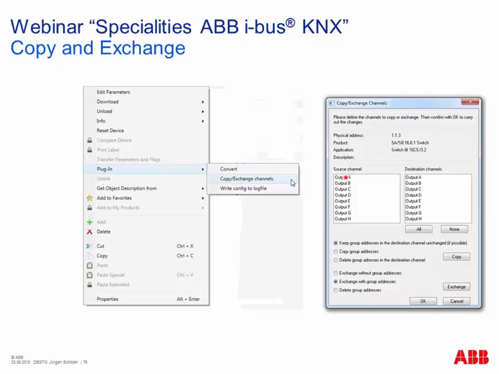a new window pops up, and here you can select your output A and select here your destination channels B, C, F, what you want, and press here the button copy. Depending on this button, with group addresses or without group addresses, all parameter settings from channel A are now copied to your selected channel. The same is also possible with exchange. Exchange means you can change one channel, for example from the source C here with your destination channel. By clicking you exchange the data, for example the parameters, and if you want also the group addresses.